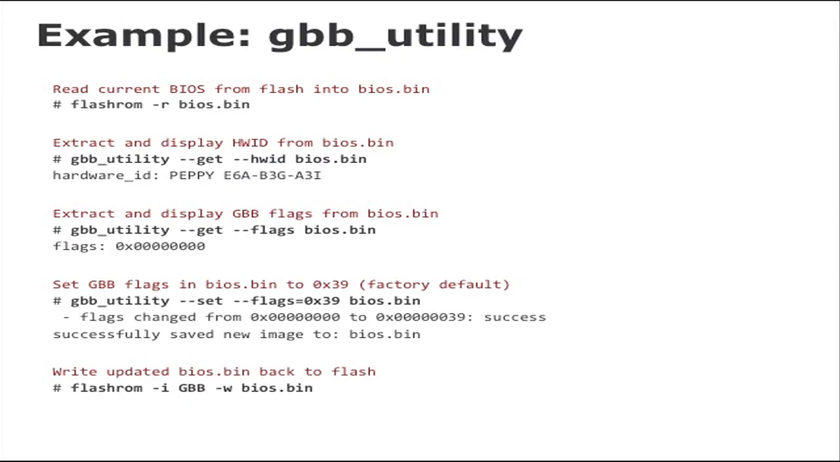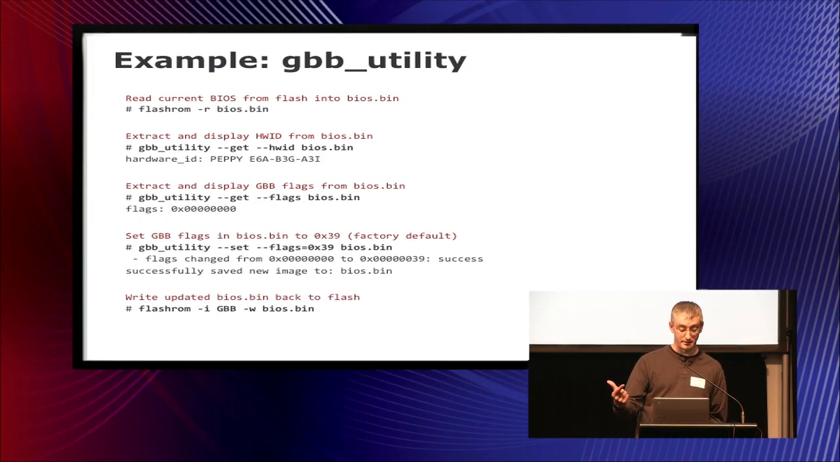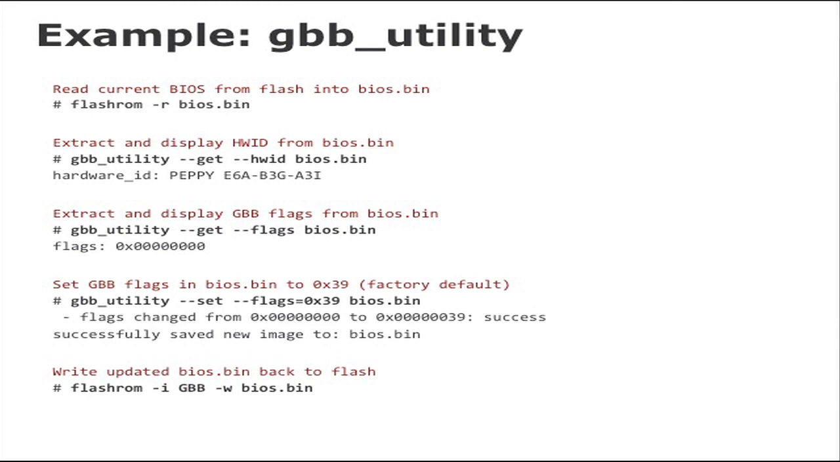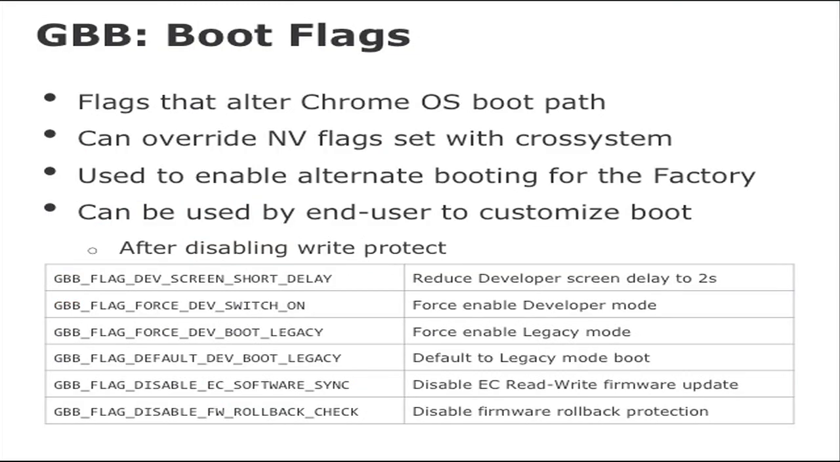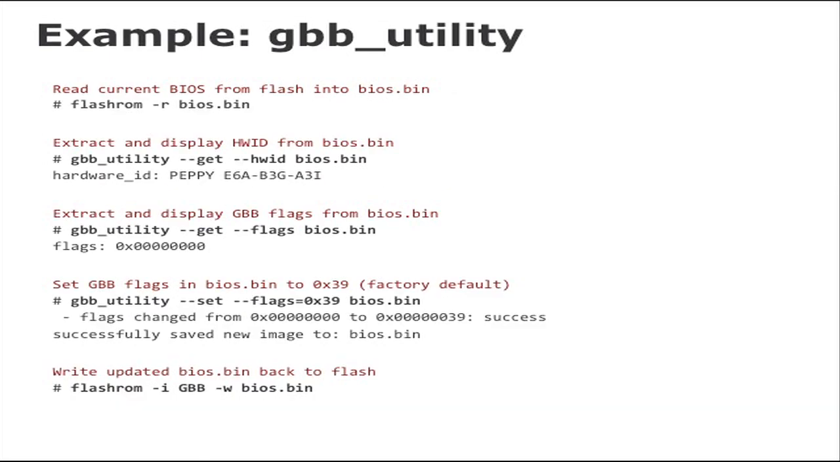So a quick example of how it works. You read out the image with flashrom, and you have your BIOS image. Use the GBB utility, and you can read out the hardware ID there. This was from a PEPI device. You can see that by default the flags were 0, but I'm going to set the factory flags, which is 39, which I believe makes it the short developer screen delay, forces developer mode, and also allows booting off USB by default. So flags that are very interesting for the factory. Then you write that new image back out to the system, and using the flash map that's integrated with flashrom, you can just write that GBB region.